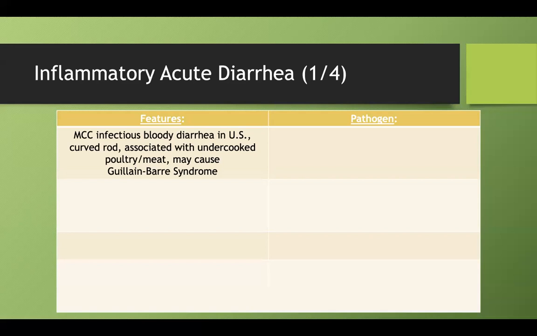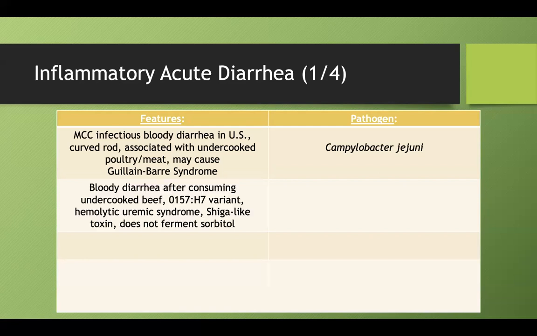So what's the most common cause of infectious bloody diarrhea in the US? This bacteria is a curved rod. It's associated with undercooked poultry and meat, and it may cause Guillain-Barré syndrome. This is Campylobacter jejuni.